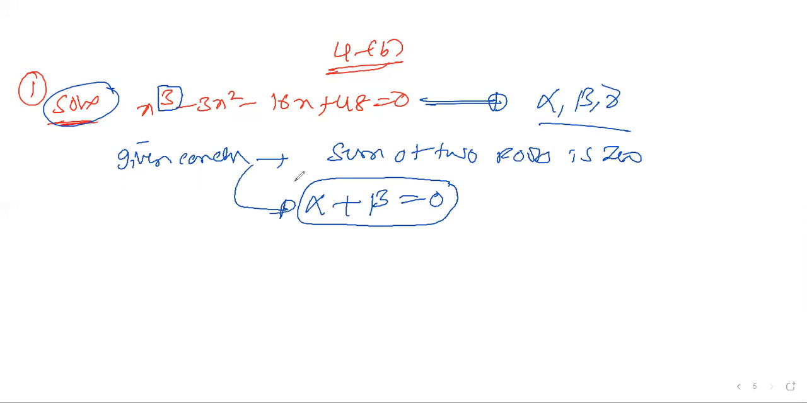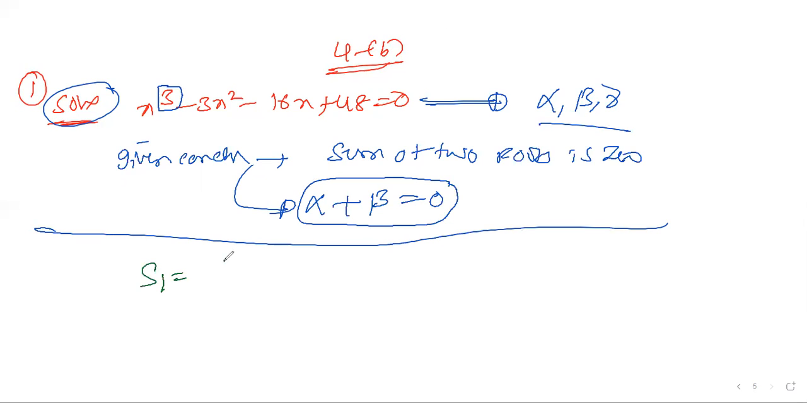This is what the question mentioned. Sum of the roots is 0. Clear? Now you have to work on your own. Now I should ask you: what is the value of S1, alpha plus beta plus gamma? How much is the answer here? 3. Minus of minus 3, sir.